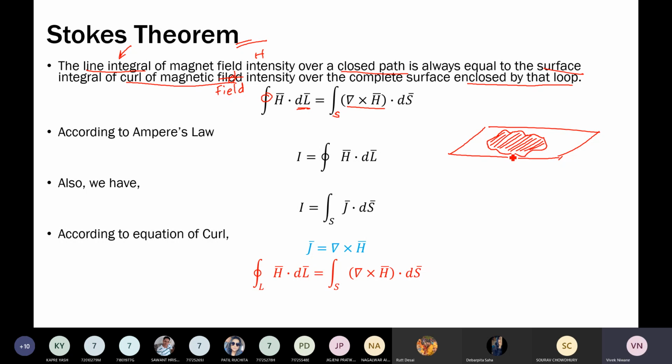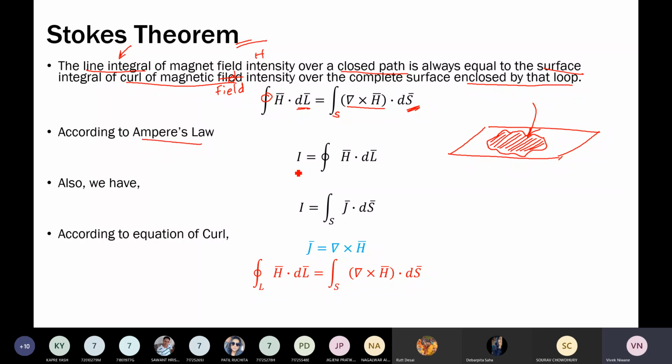So a closed path always creates a surface area, and Stokes theorem says that the closed line integration of H bar dot dl bar is equal to, if we do have it, a surface integral, which can be expressed mathematically as the curl of the magnetic field over that surface area. There is no need to visualize it again, just mathematically the line integral and surface integral have a relation with each other, and that holds where there is a closed path creating a surface. So how is it proven?